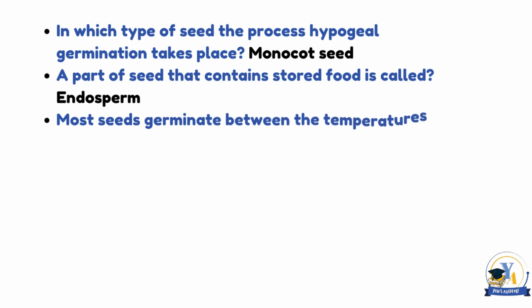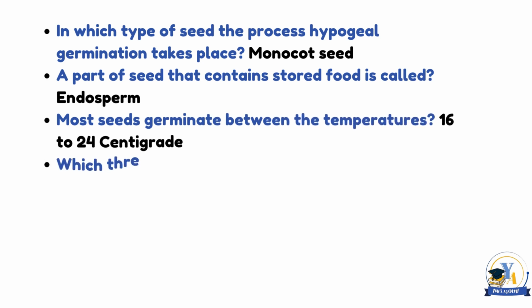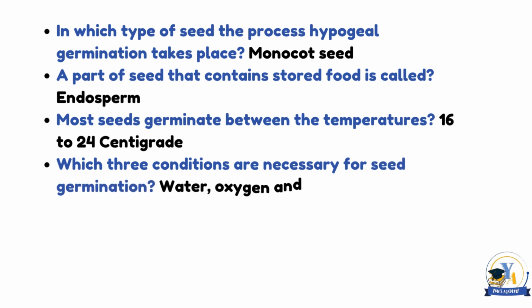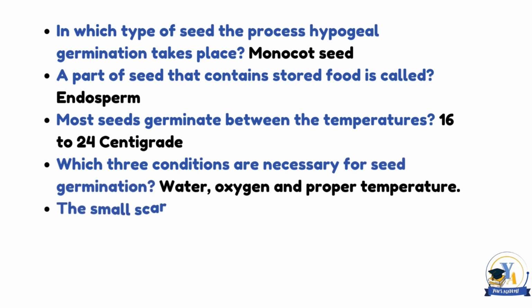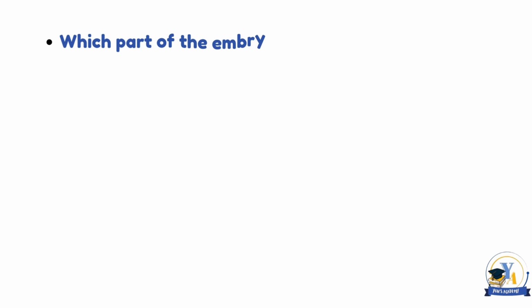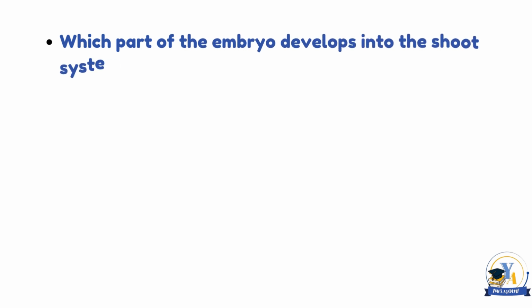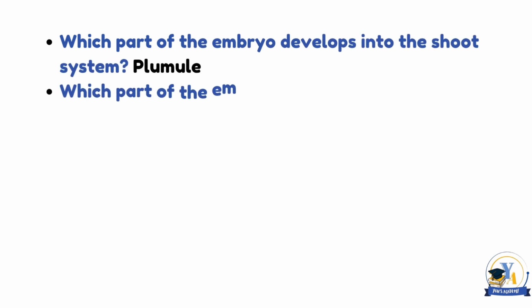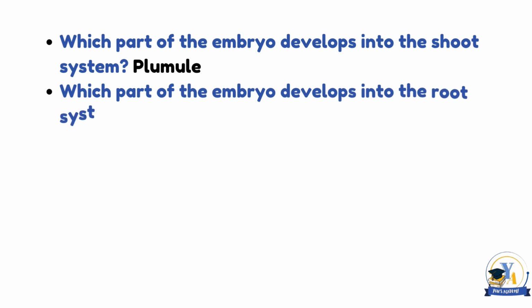Most seeds germinate between the temperatures 16 to 24 centigrade. Which three conditions are necessary for seed germination? Water, oxygen and proper temperature. The small scar on the seed coat which shows the point of attachment to the fruit is called hilum. Which part of the embryo develops into the shoot system? Plumule. Which part of the embryo develops into the root system? Radicle.